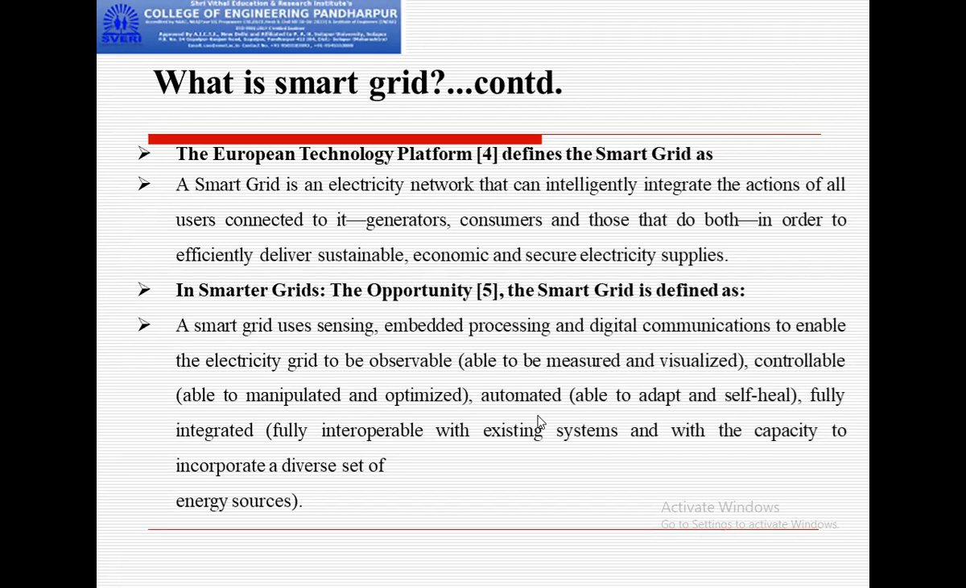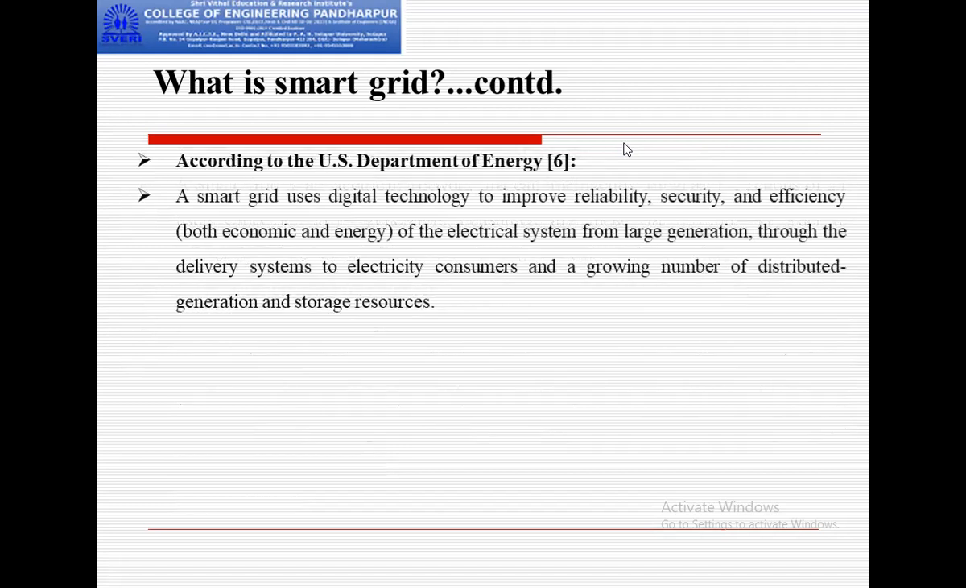Next slide. Okay, one more department is there, the US Department of Energy. It tells that a smart grid uses digital technology.